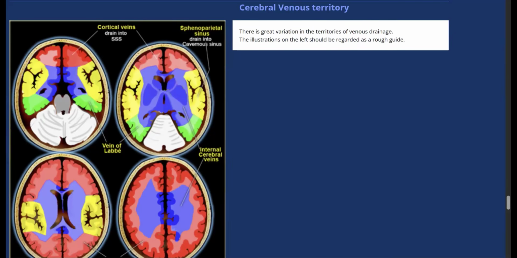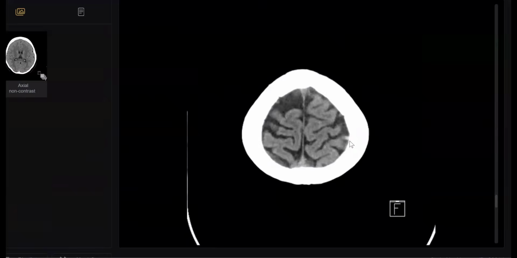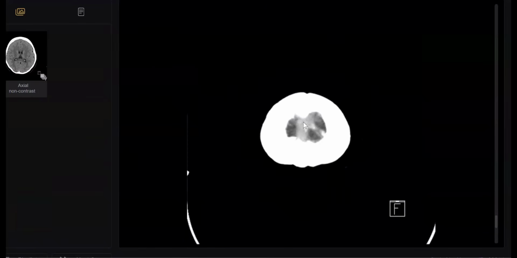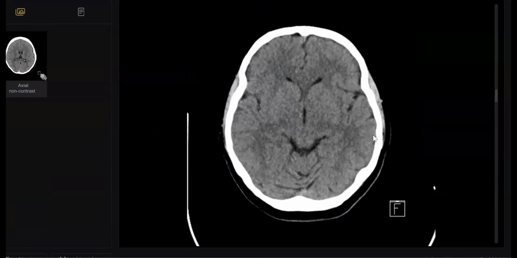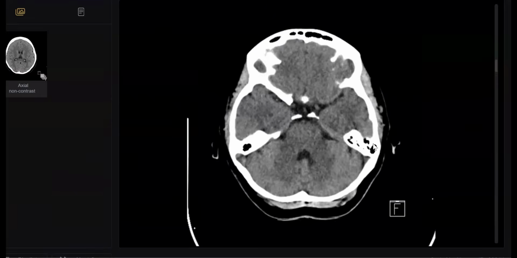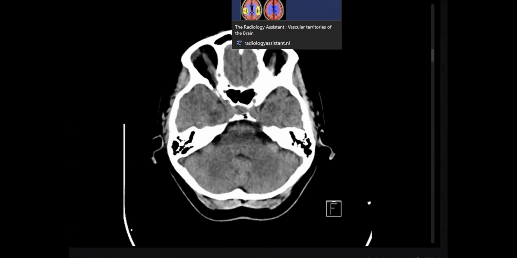By the way, the vein of Trolard is a cortical vein that drains into the superior sagittal sinus. But if we see another cortical vein at the temporal lobe draining into the transverse sinus, it may be the vein of, do you remember the name? Vein of Labbé. Excellent, very good. So above Trolard and below Labbé.